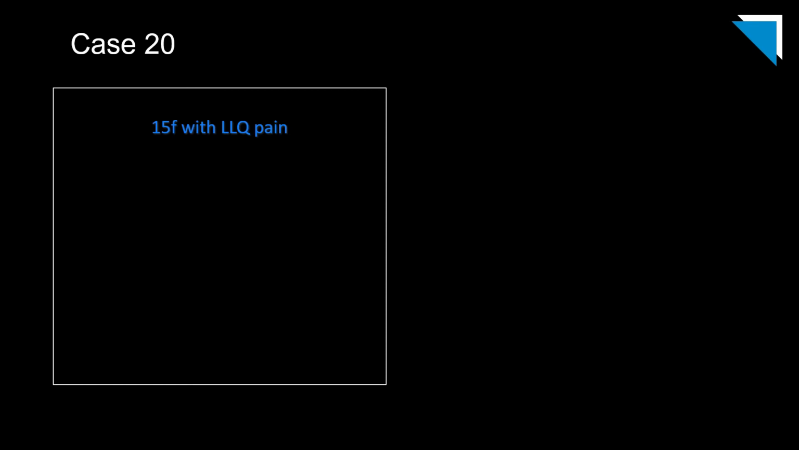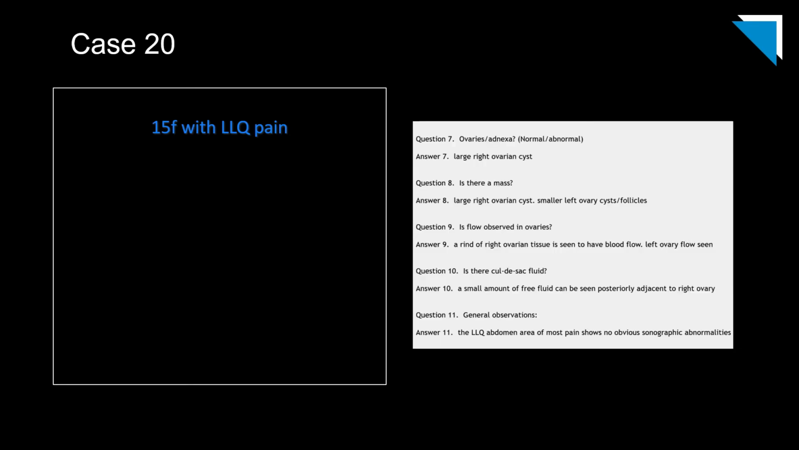Our next patient is a 15-year-old girl with left lower quadrant pain. We're going to be looking at some ultrasound images first, so let's review the technologist's worksheet. Of course, you should always do this with ultrasound studies because it's so operator dependent. In this case, the tech has indicated there is a large right ovarian cyst, some smaller left ovarian cysts or follicles, and a small amount of free pelvic fluid.